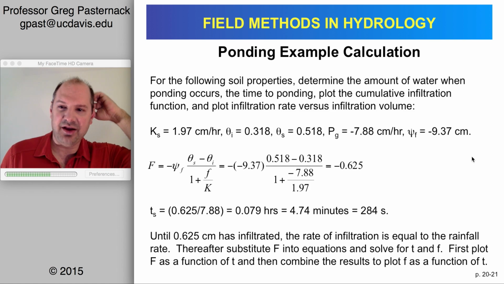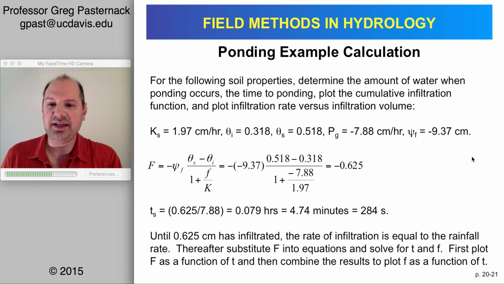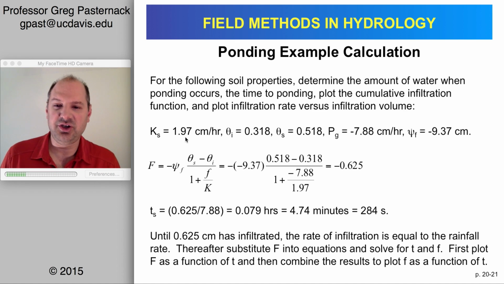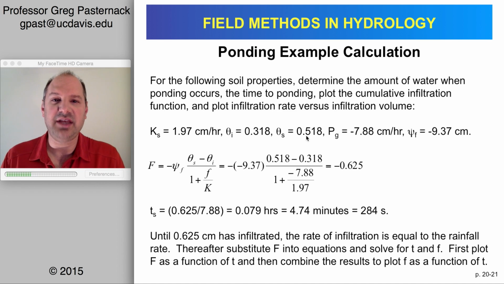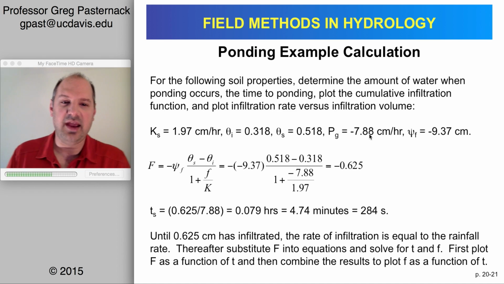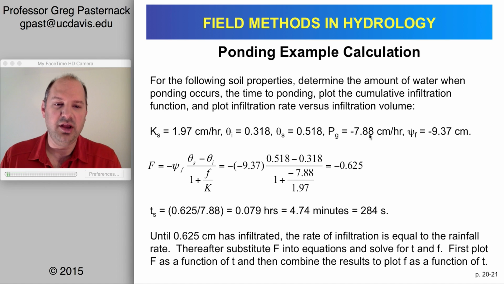So let's look at a sample calculation. In this case, I'm going to give you the properties. Saturated hydraulic conductivity is about 2 centimeters per hour. Initial moisture content is 31.8%. Final content is 51.8%. And a rainfall rate of 7.88 centimeters per hour, suction of the wetting front of 9.37 centimeters. These are all relatively high values, but they're not out of the realm of possibility, I suppose.